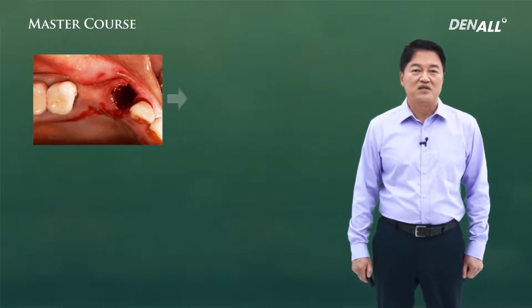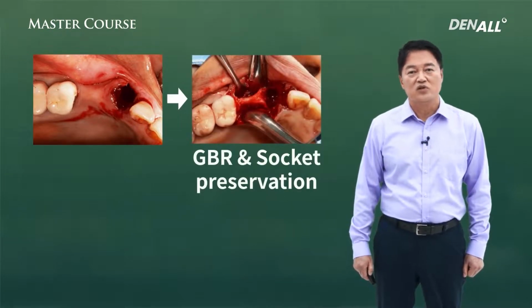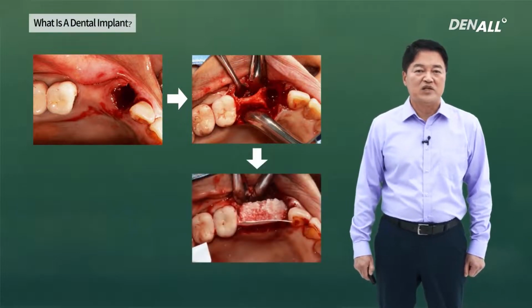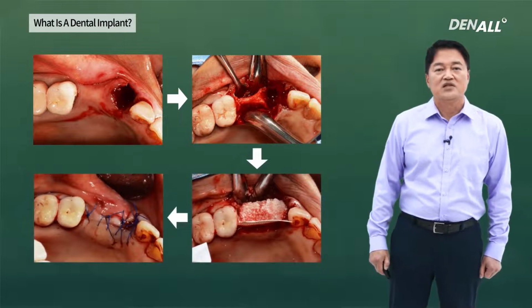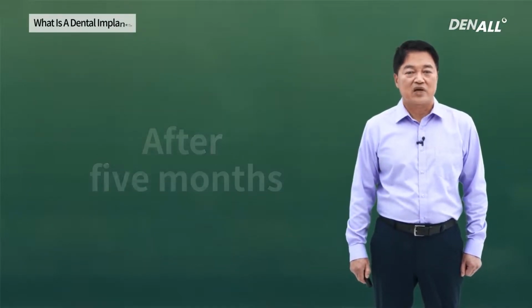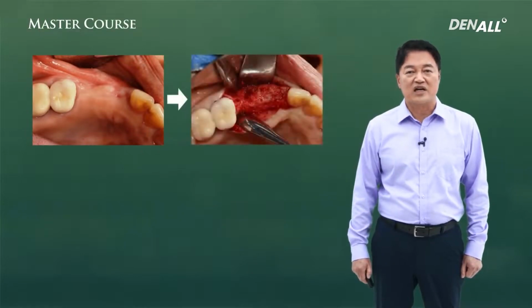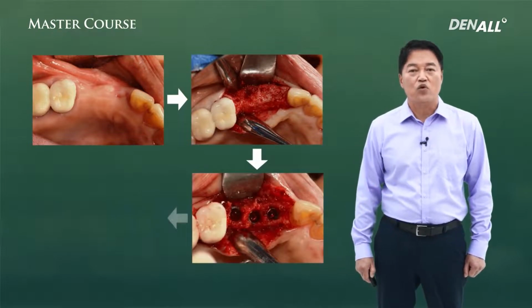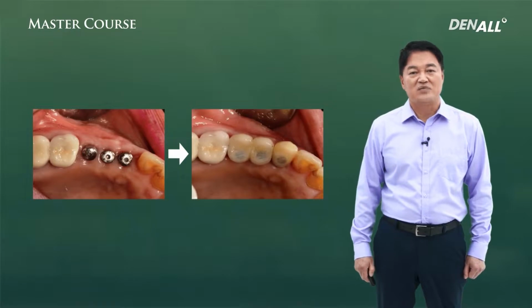In that area, in order to place the implant immediately, effort was made. However, the ridge was very narrow, so socket preservation and GBR were done. 5 months later, when we revisited the site, primary closure occurred nicely, and now we can place the implant. Implant was placed. Prosthesis was delivered.